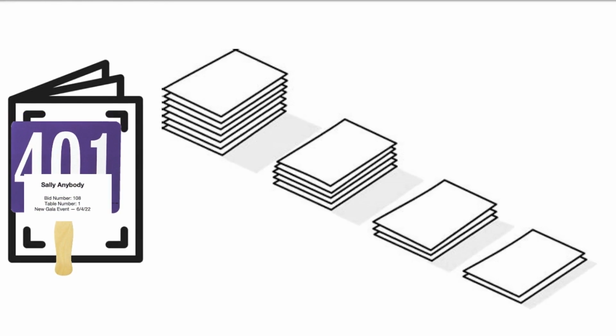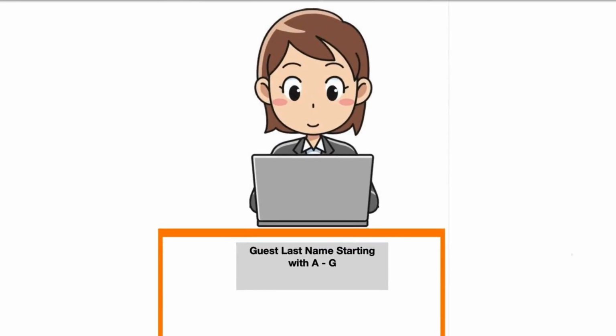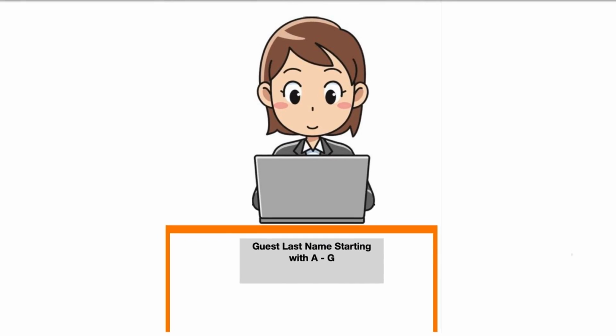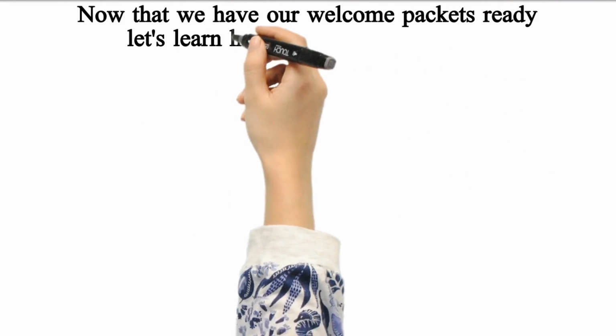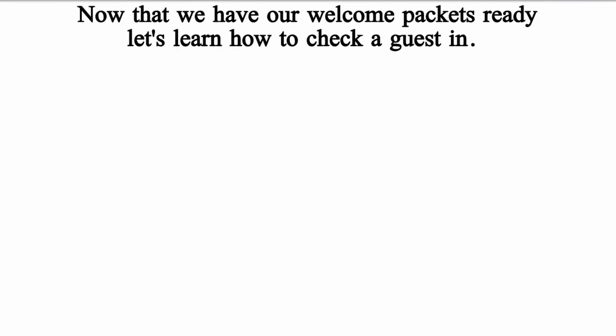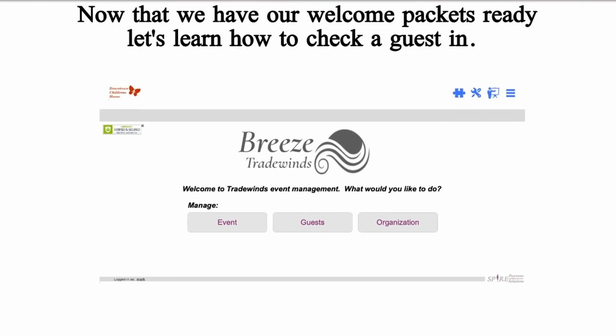Once you have printed your guest cards or stickers, match them up with the bid numbers and printed event information. The guest packets can now be broken up alphabetically so when guests arrive, they can go to the check-in table with their respective last name alphabet range and get checked in. Now that we have the welcome packets ready, let's move on to learn how to check in guests as they arrive. First, log into Tradewinds and this time go to the guest check-in section of Tradewinds.